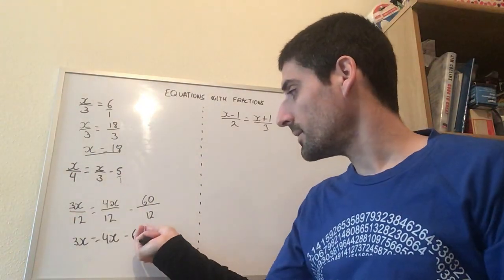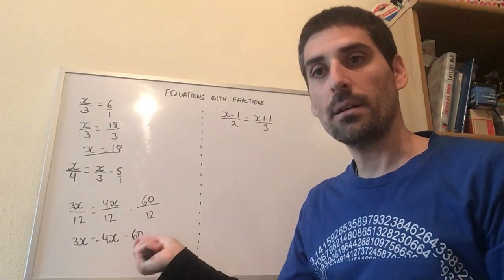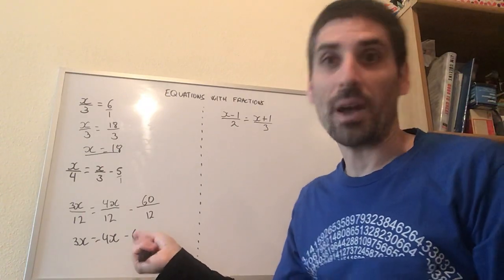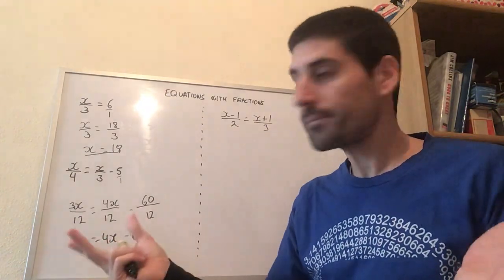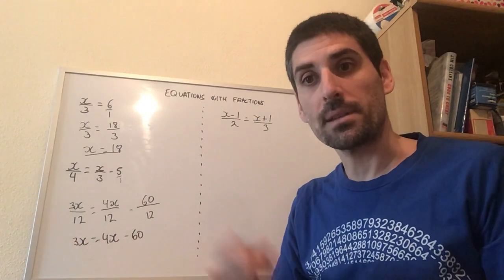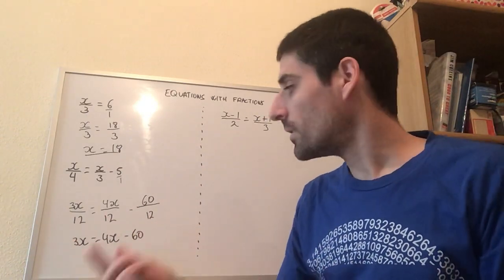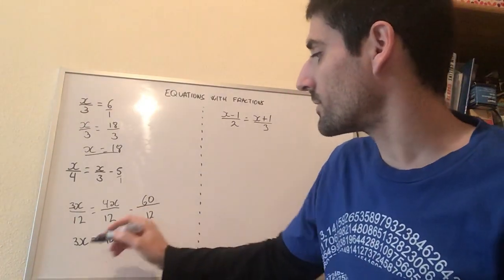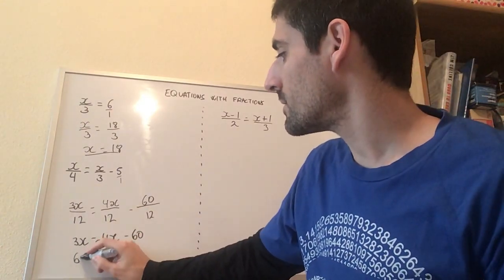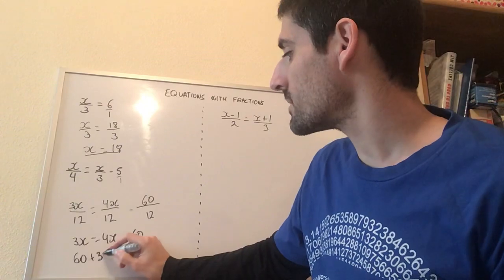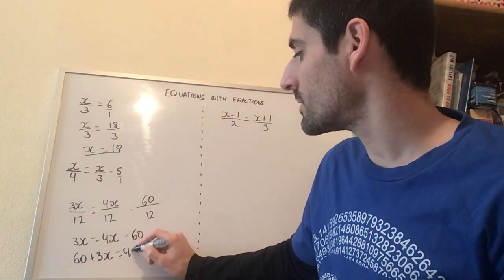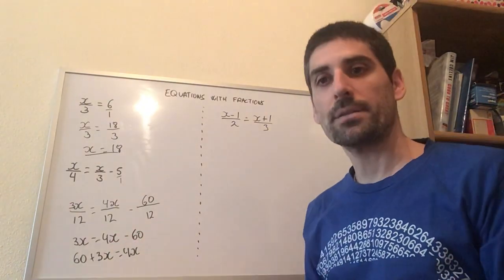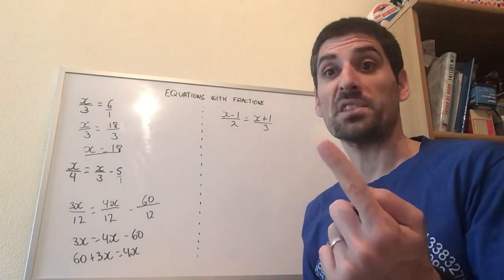So if I get rid of negative 60, I need to add 60, isn't it? To turn it into a 0. Negative 60 plus 60 makes 0. So I am adding 60 to both sides. So I've got 60 plus 3x equals 4x.